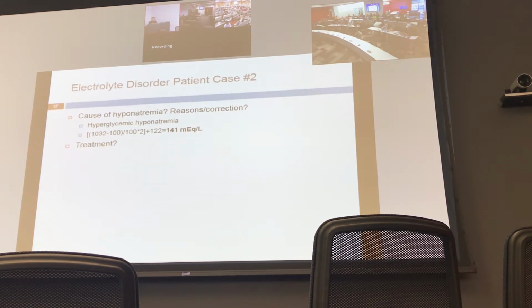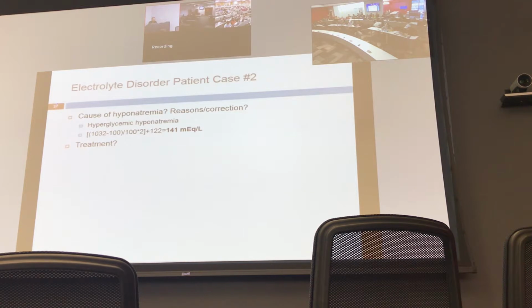Some people say for every 100 over 200. Some people say for every 100 over 100. So the point, as with many things in nutrition and electrolytes, is that what you're doing is trying to estimate a reality, right? So there's a lot of variables that a simple equation can't account for. So all I want to know is, is this patient approximately normonatremic, if you will? Do they have approximately a normal sodium? As you correct it, you will see what the true sodium is.